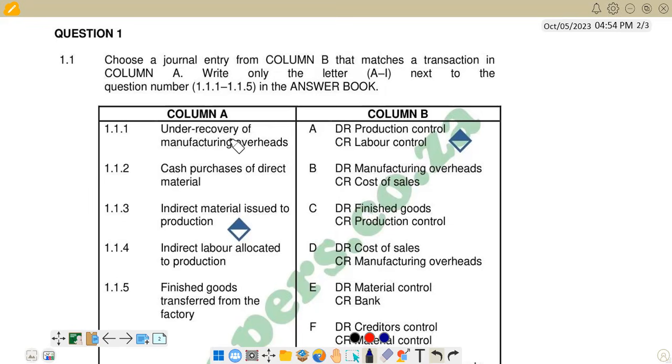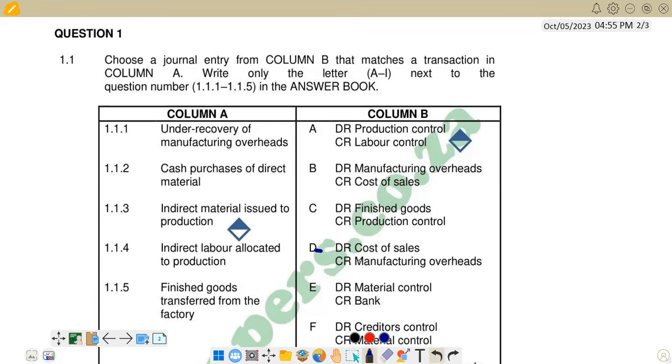We look at the first transaction, which is saying under recovery of manufacturing overheads. So we are going to look at a journal entry that is matching that one. But what we know is whenever there's an under recovery, there's a loss. So it means that is a cost that we need to transfer from the manufacturing overheads account to the cost of sales account. If you look at our options there, the only option that we are seeing with cost of sales is D, and we see what the journal entry is saying.